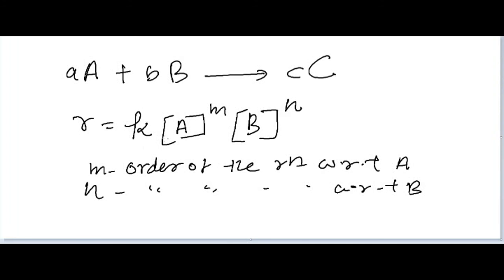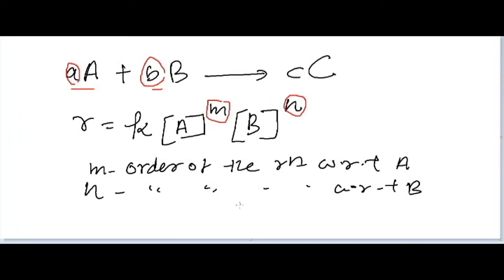with respect to the concentration of A, and N is the order of the reaction with respect to B. So this is the definition for your note. Just highlight that there is no relationship between M and the stoichiometric ratio, and here also no relationship. So this is totally different. Just try to keep it in mind. This is the important point of the rate equation.